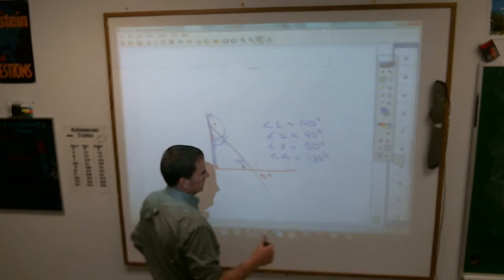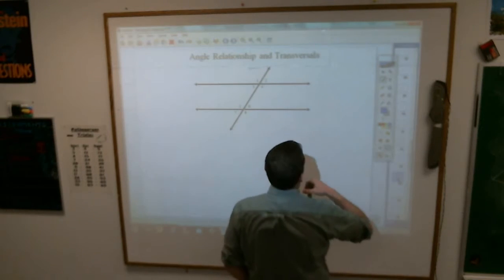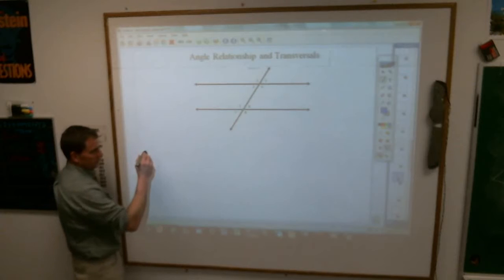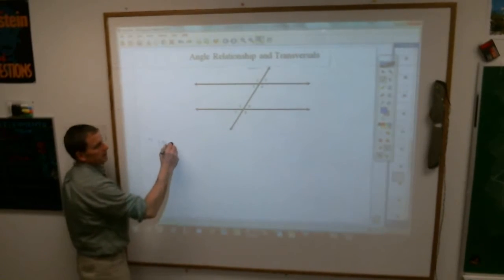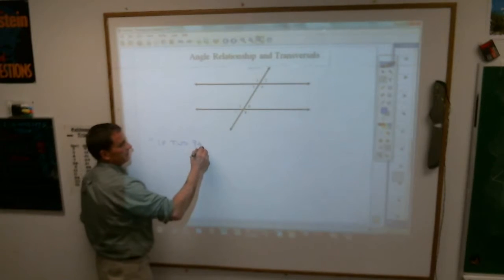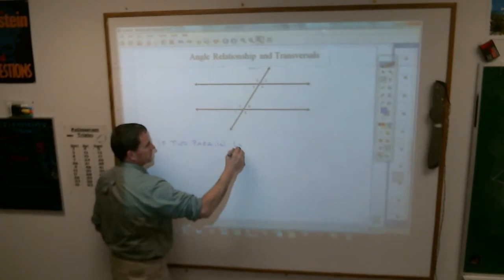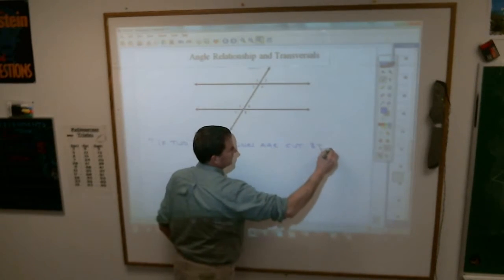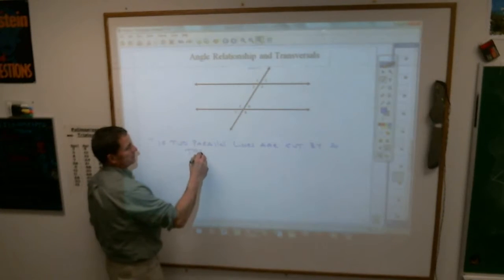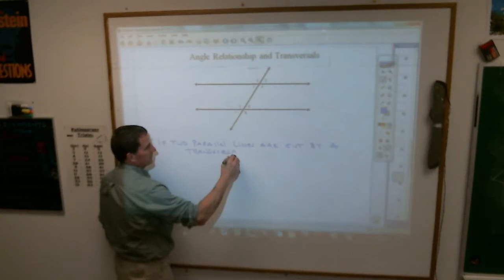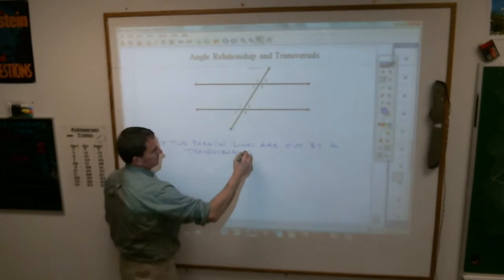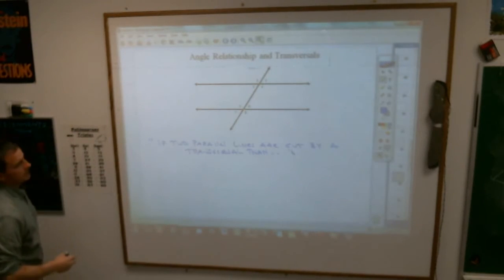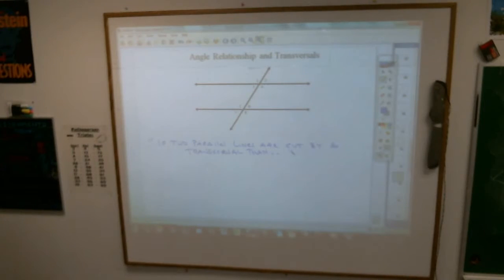Okay, this one here, ladies and gentlemen, I need you to write this down because this is one of the things that I remember from my high school math, saying this phrase right here. So write this down in quotation marks. If two parallel lines are cut by a transversal, then... it's kind of fun to say, if two parallel lines are cut by a transversal.